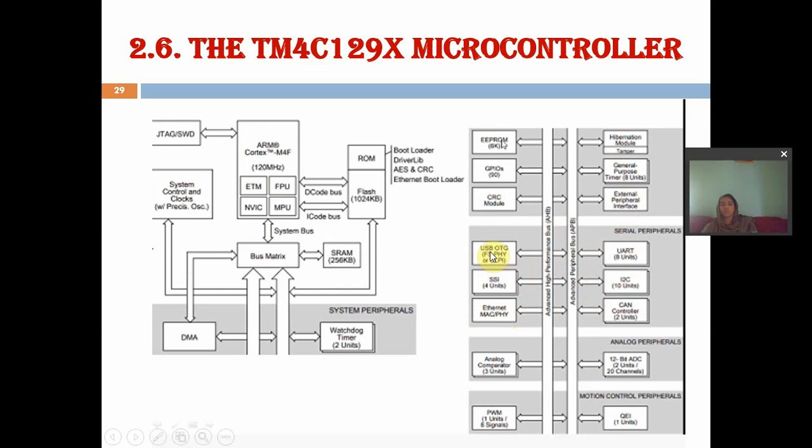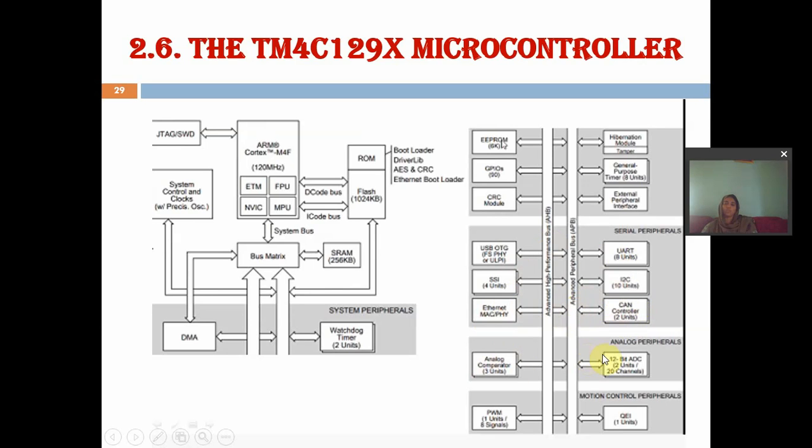Okay, USB, universal serial bus, UART, universal asynchronous receiver and transmitter, SSI, synchronous serial interface, and I2C, inter-integrated circuit, Ethernet and CAN controller. So CAN is the controller area network controller. These 6 blocks are used for serial communication purposes.